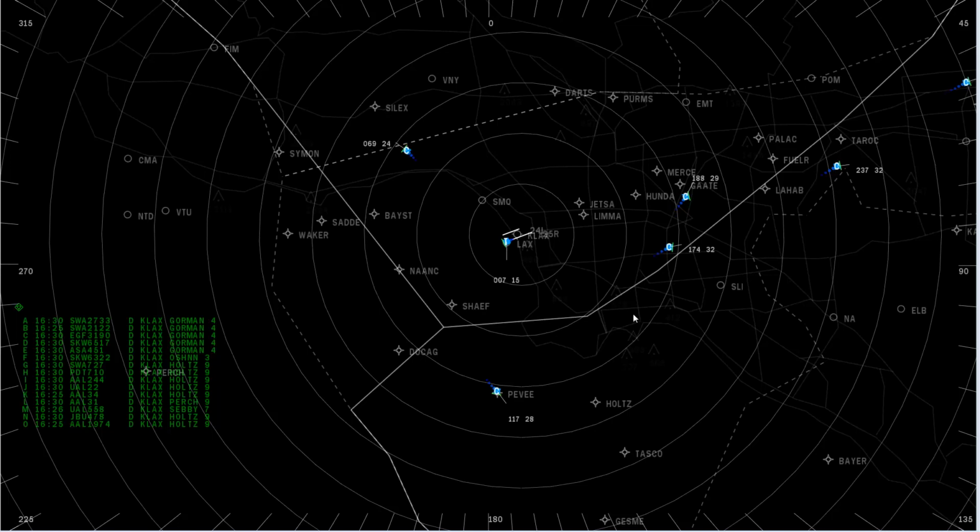Departure. American 1974 with information Alpha at 900s climbing to 5000s. American 1974, radar contact. American 1974, climb and maintain 13,000. Climb and maintain 13,000 American 1974.